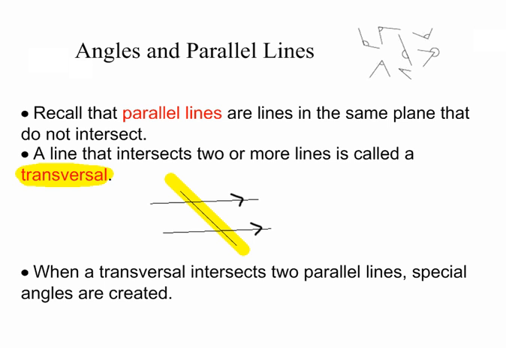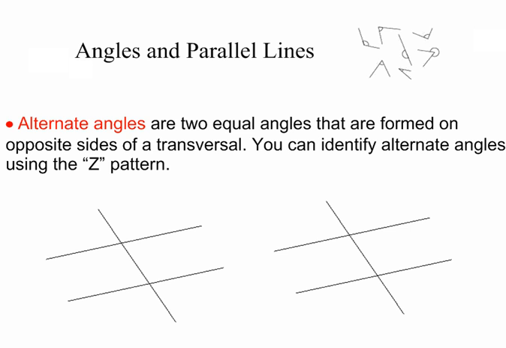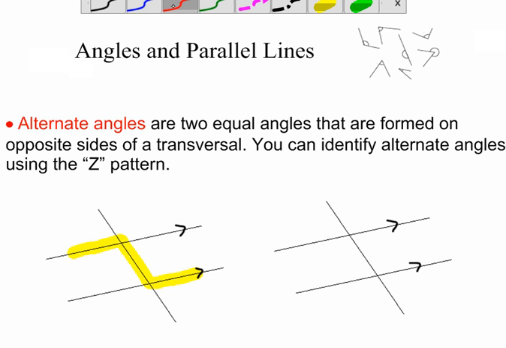So some of the special angles that are created, the first one is called alternate angles. Alternate angles are formed by using the Z pattern, and they're on opposite sides of the transversal. So again, the parallel lines would be indicated with arrows. And your transversal would cut through the parallel lines, and then you're looking for the letter Z. And that will create what's called alternate angles. One could be there and one could be there, and those angles are going to be equal. Notice that they are on opposite sides of the transversal.